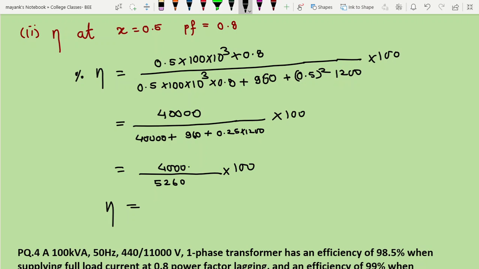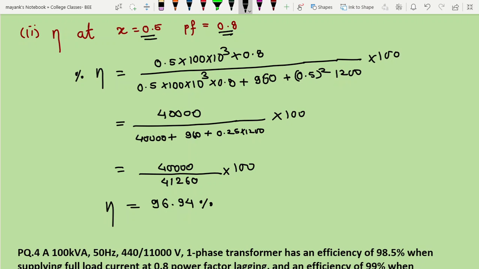Okay, so this will become 40,000 and the denominator here will be 40,000 plus 960 plus 0.25 into 1200. This is 41260. So yes, this is the correct thing here. So ultimately the efficiency is 96.94%. Okay, now this is at this condition, half load and 0.8 power factor.